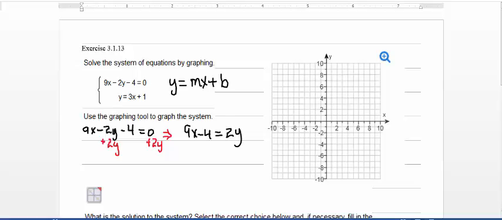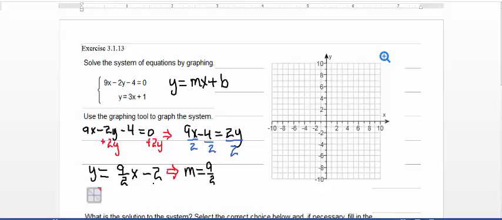And on the left we get 9x minus 4. On the right we have that equals 2y. Let's divide each term by 2. And now we have y isolated. Let's put that on the left side of the equation. And on the right side, which was our previous left side, we have 9 over 2 x minus 2.